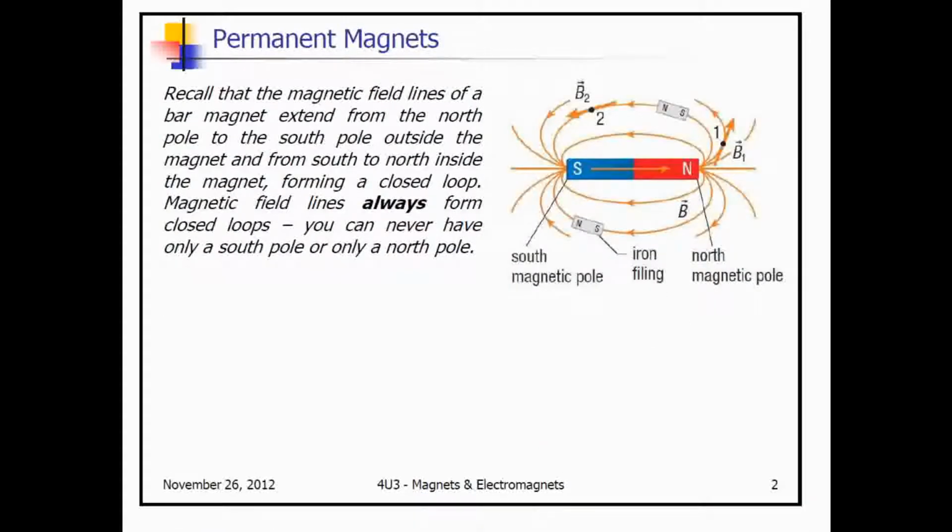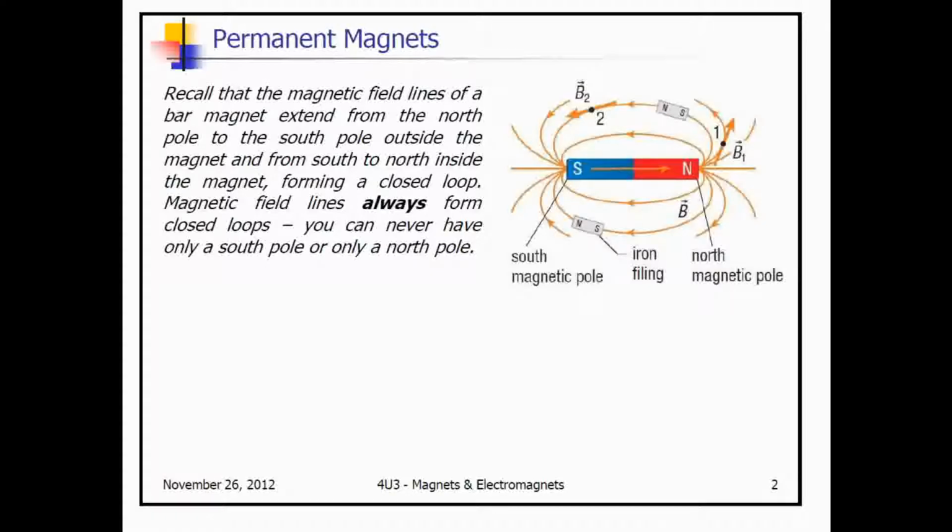Now, let's go back and look at what we know about magnets. So a permanent magnet: the magnetic field inside a permanent magnet is directed from south to north, and outside the magnet it's directed from north to south.